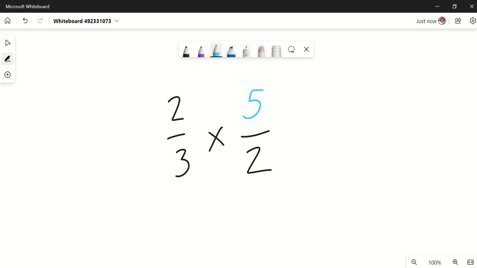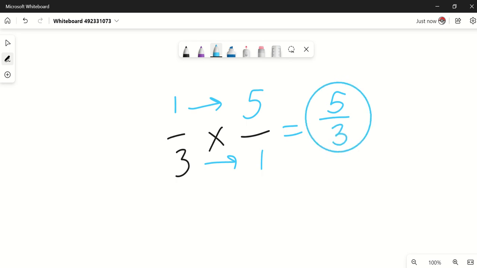Cross simplification check. 3 and 5 have nothing in common. The 2s: when you have the same number diagonally across from each other, you can change them both to become 1, because both will have 2 in common. 2 divided by 2 will become 1. Now I can multiply straight across. This will become 1 times 5, which is 5, and 3 times 1, which is 3.